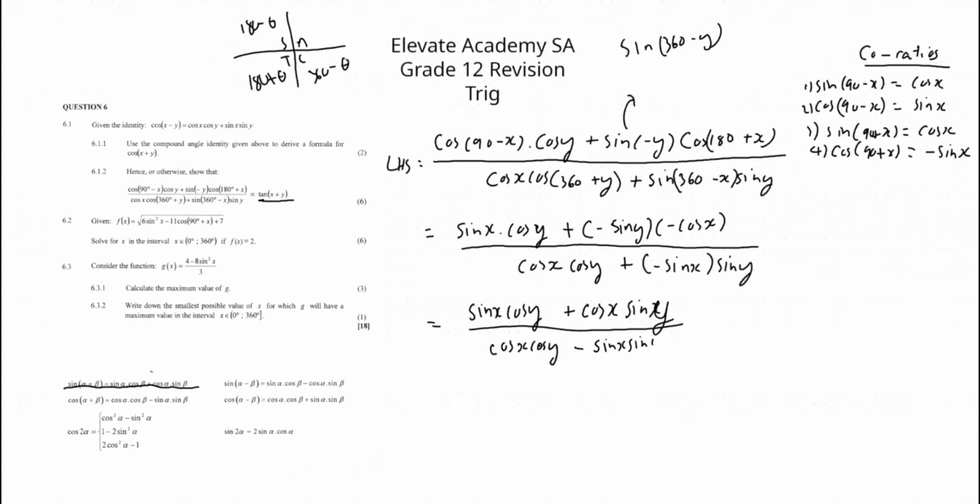Now, using our expansions here, we can see our sine expansion and the cos expansion. We can see that the top is going to reduce to sine x plus y, and the bottom cos x plus y, and that is tan x plus y, which is equal to our right hand side. Yeah, I hope that makes sense.